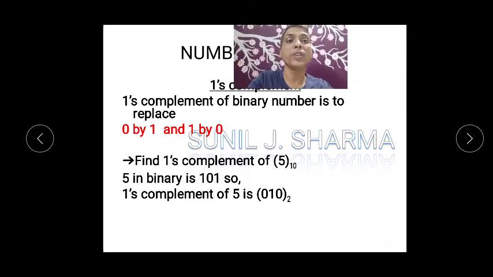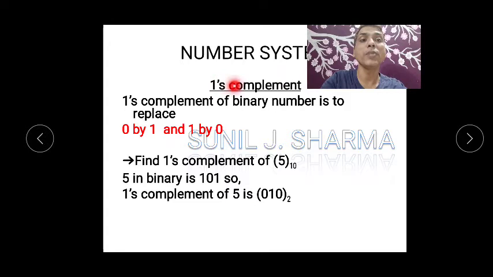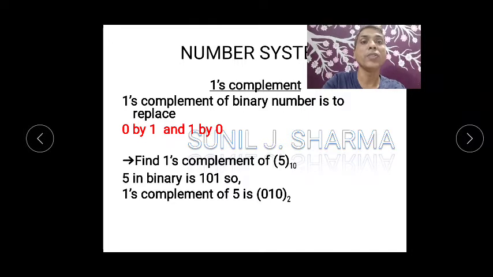Now we are going with one more very unique concept, that is one's complement and two's complement. Now what is one's complement and two's complement? One's complement and two's complement are used for subtraction in computers. Okay, don't worry now, you just try to understand what is one's complement. One's complement of a binary number is to replace 0 by 1 and 1 by 0. Just remember this, you have to just replace 0 by 1 and 1 by 0.